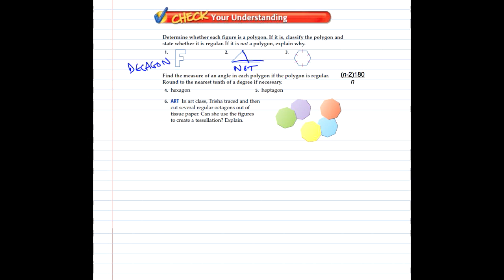This appears to be a regular hexagon, so it is a polygon. It doesn't show that the angles are congruent, but if the sides are congruent, then the angles opposite them have to be congruent as well. So this is a regular hexagon.